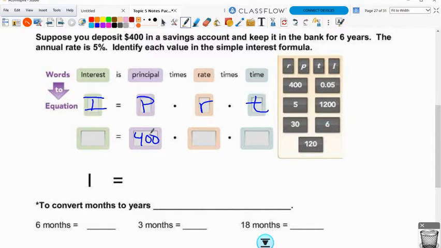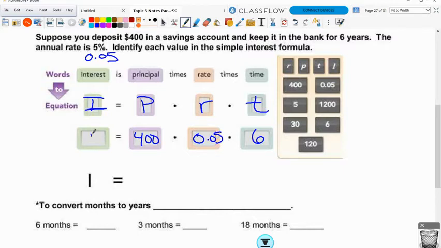Then they tell us that we're keeping it in the bank for 6 years. T, your time, always has to be expressed in years. Since it already is, we're going to put a 6 for the amount of time. And the annual rate they gave us was 5%. We need to convert that into a decimal first, which is going to come out to be 5/100ths. So let's put 5/100ths in for the rate.